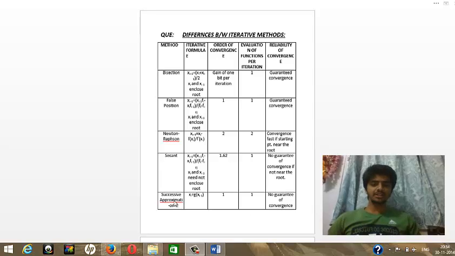It is directly mentioned in the successive approximation method that there is no guarantee of convergence. If you use this, there is no guarantee that you will get the roots at the end of this iterative method. So these are the four characteristics on the basis of which we can differentiate these five iterative methods.